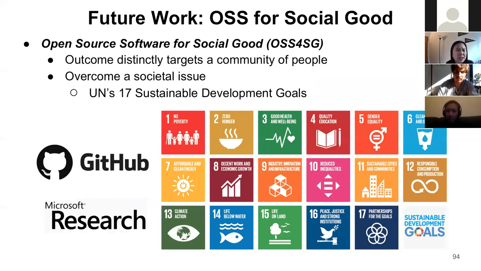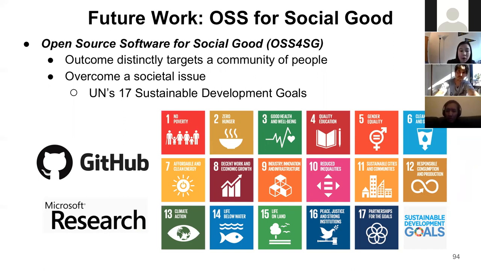I haven't really got a chance to introduce this work in my talk, but in the future, I also want to continue my collaboration with Microsoft and GitHub on this unique community in open source. For the first time, we brought in the notion of open source software for social good to refer to open source projects that aim to solve societal issues, such as aiming for the United Nations 17 Sustainable Development Goals. For example, these projects focus on helping victims in domestic violence, ensuring education equality in Africa, or most recently, helping frontline workers in COVID-19.